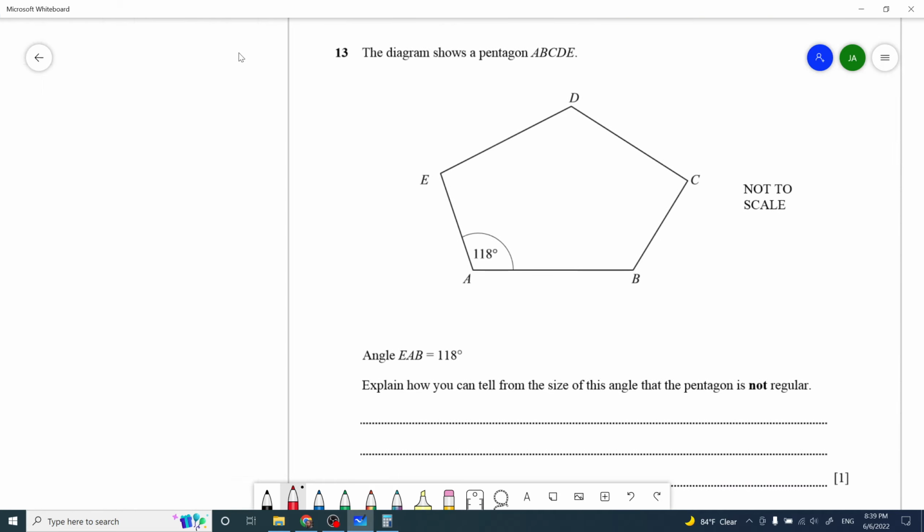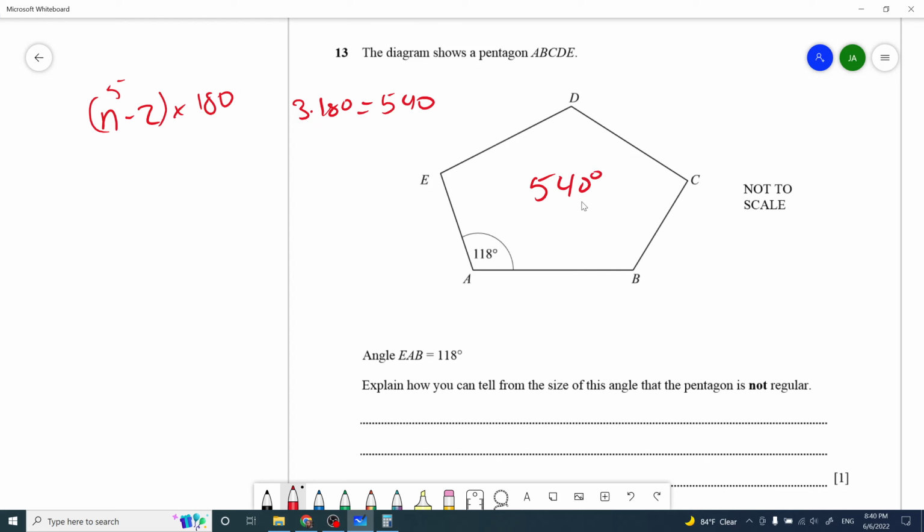Moving on down, this diagram shows pentagon ABCDE, and we know that this angle equals 118 degrees. Explain how you can tell from the size of this angle that the pentagon is not regular. Okay, there are a few ways we can do this. Let's presume we don't know this: how many degrees are there in a pentagon? We can take the number of sides, subtract 2, multiply by 180. That's going to give us the total degrees in a polygon. So 5 minus 2 gives us 3 times 180, which is 540. So there are 540 degrees here.